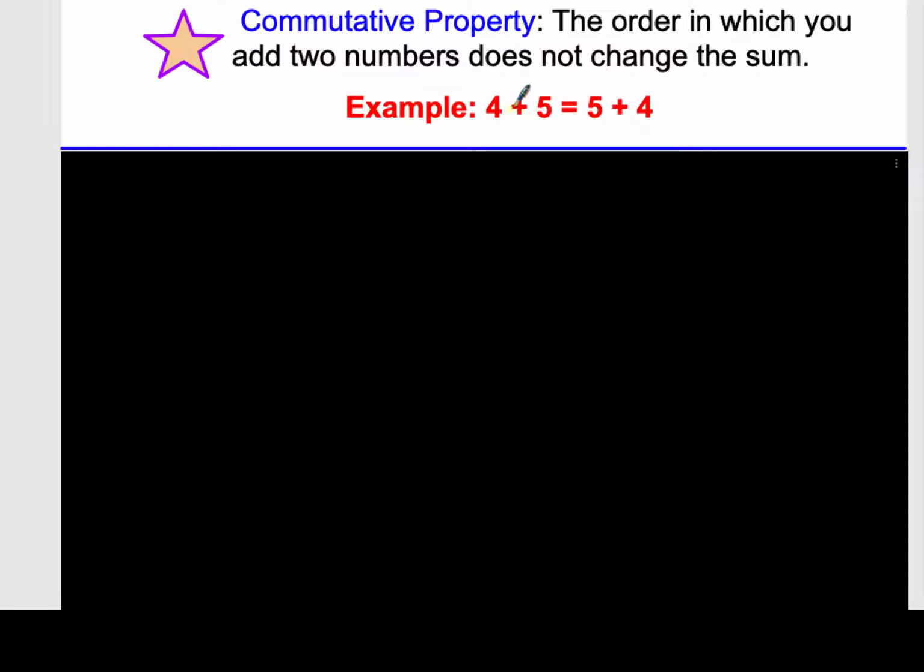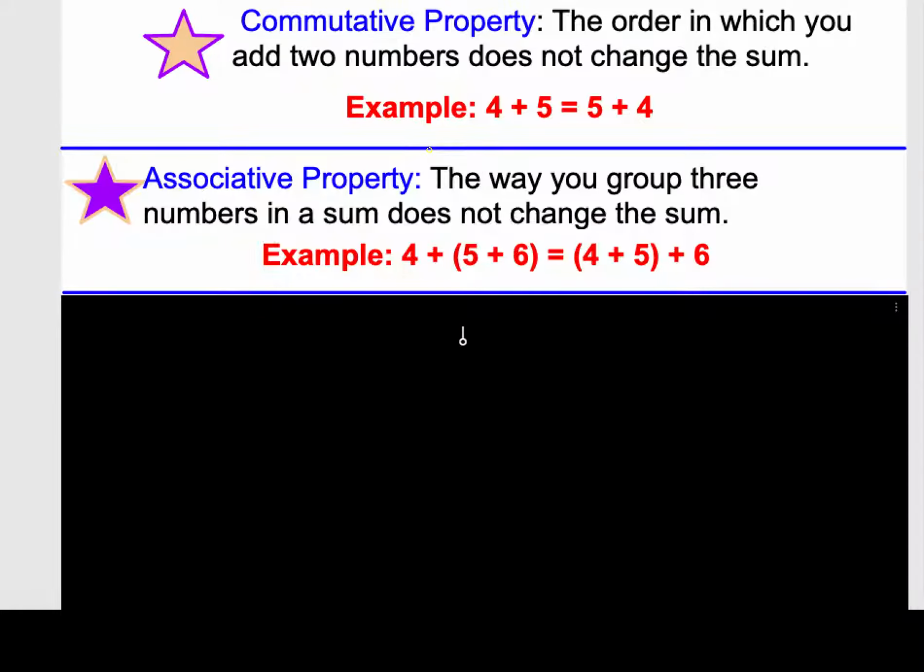So again, if we literally move the numbers, we commute the numbers, right? Commutative property, we're switching the order of what we're adding. And again, they could be numbers, they could be variables. There's a lot of ways to commute different things. But again, with addition, it's not going to change the value.